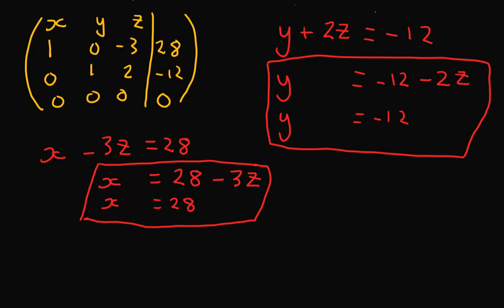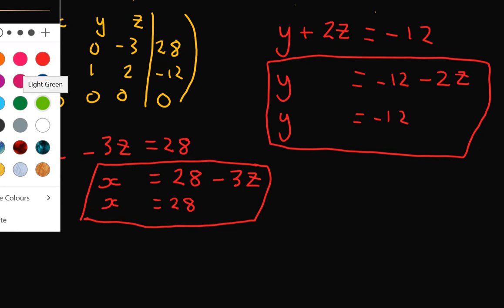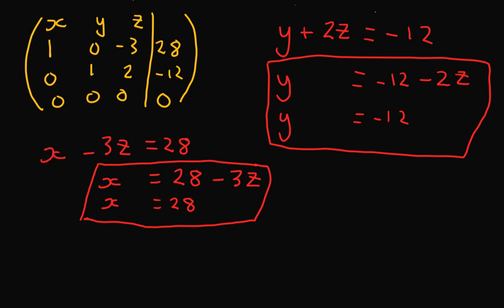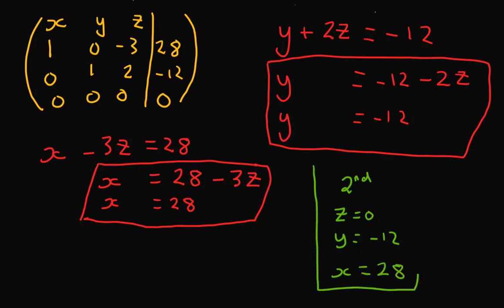Okay, and if you scroll all the way back to the beginning of the video, you can see that I did this solution using the elimination method. It's going to be the second solution, isn't it? We got z equal to 0, y is equal to -12, and x is equal to 28. Brilliant. Okay, so I'm very, very confident that this is the right answer because we've used two methods to prove it. I hope this helps.